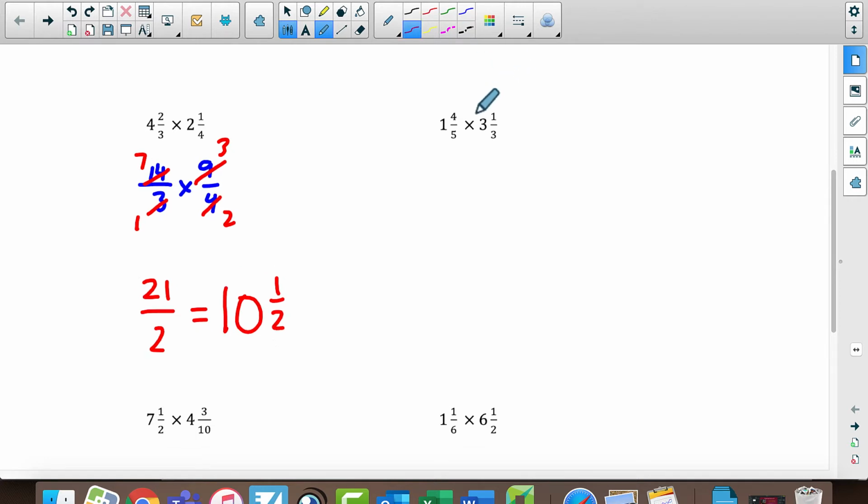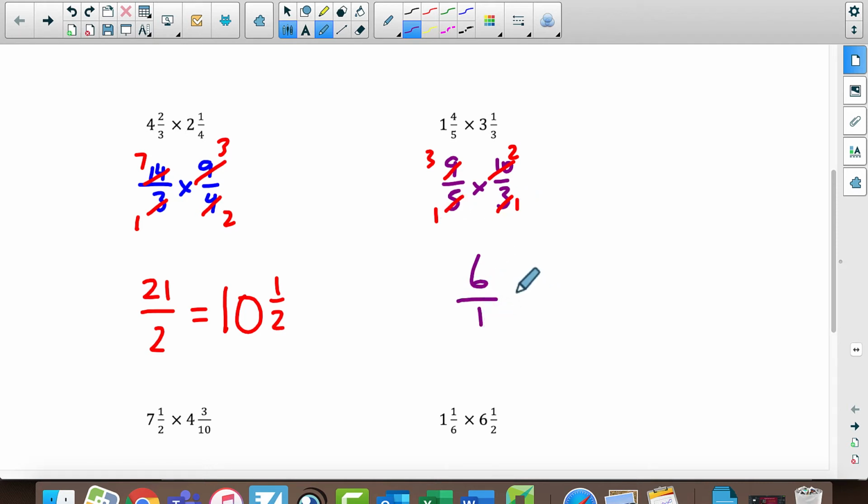Okay, next one, they're mixed. Got to switch them into improper. 1 times 5 is 5, plus 4 is 9 over 5. 3 times 3 is 9, plus 1 is 10 over 3. Denominators just stay the same, right? Now we can ninja slice the 5 and the 10, divide them both by 5, and you get 1 and 2. The 9 and the 3, divide them both by 3, and you get 1 and 3. And now we can multiply. 3 times 2 is 6. 1 times 1 on the bottom is still 1.